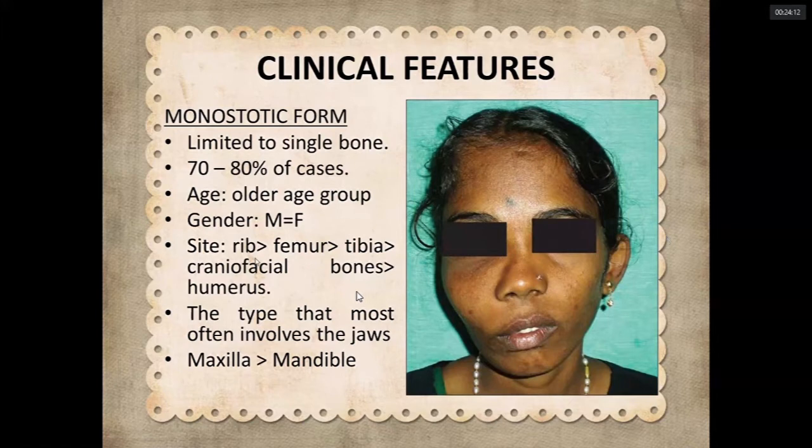Site: ribs, then femur, tibia, then the craniofacial bones, and finally the humerus. And those lesions which involve the jaws, they most commonly occur in the maxilla than the mandible. So in this monostotic fibrous dysplasia, it involves the maxilla greater than the mandible. Okay, so maxilla is more commonly affected than the mandible.